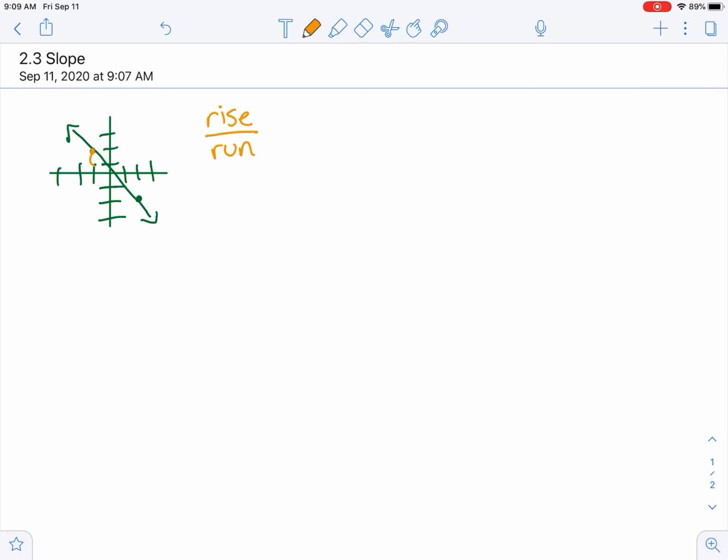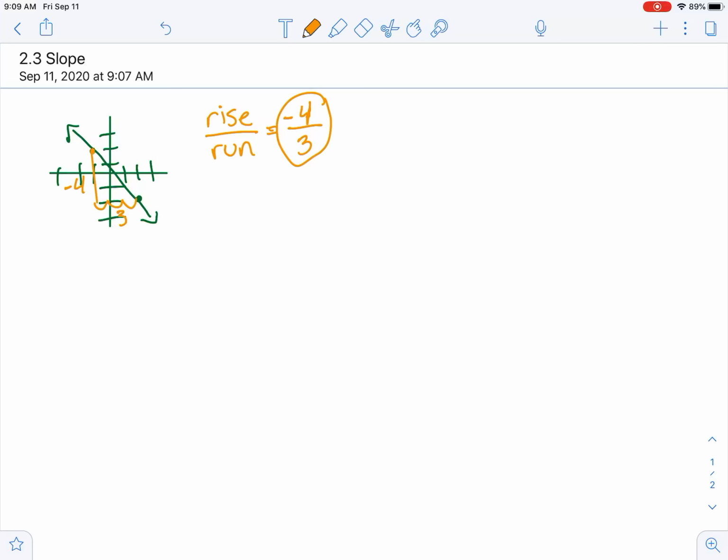So if I start at this point here, I'm going to go down 1, 2, 3, 4. So I went down 4, so that'd be negative, and then I went over 1, 2, 3. So my rise would be down 4, and my run, which is left to right, would be over 3. 4 over 3, I can't simplify that at all, so I leave it as a fraction, and that's my slope.